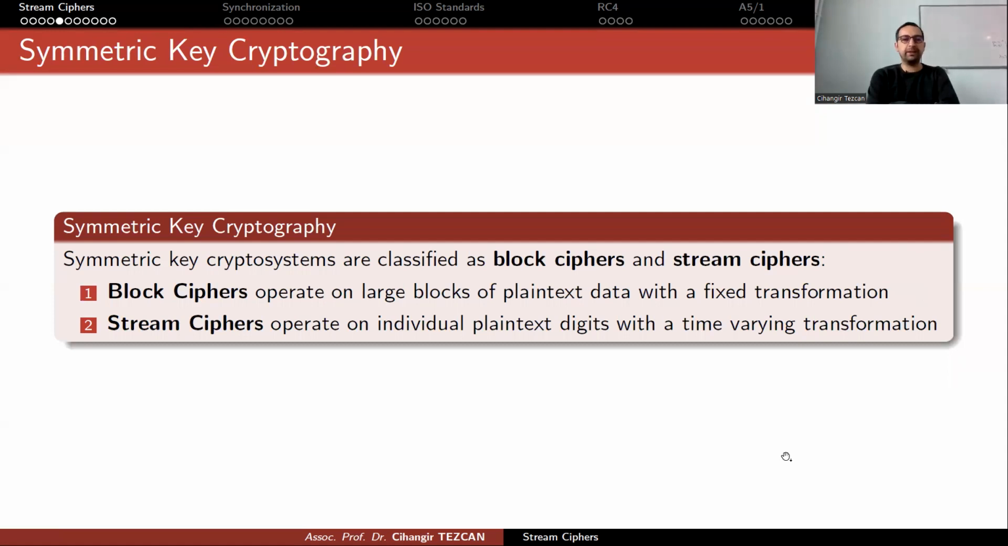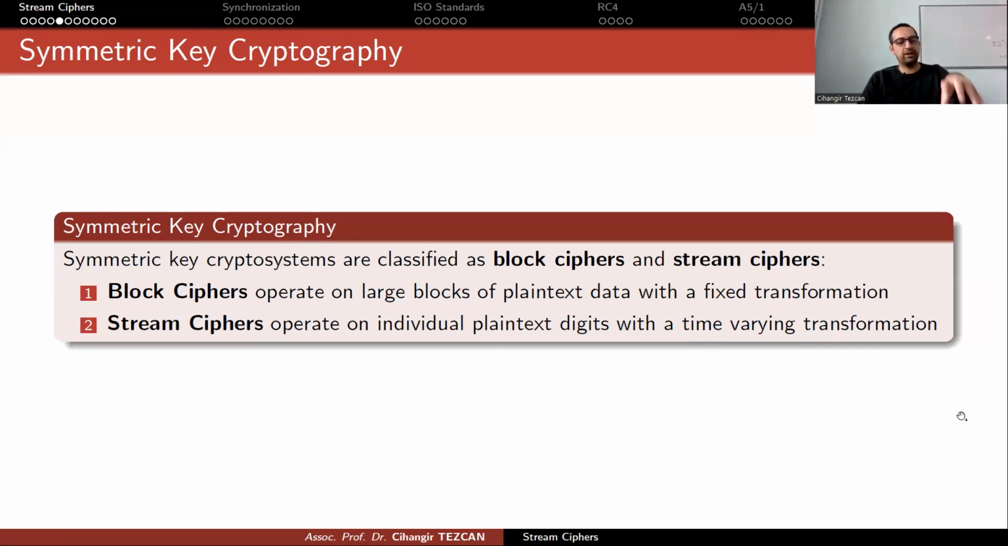So, symmetric key crypto systems are classified as block ciphers and stream ciphers. We talked about block ciphers before. Block ciphers operate on large blocks of plain text data with a fixed transformation. This is the keyword here. So think about AES, DES, and so on. There is a fixed transformation. The cipher is fixed. Stream ciphers operate on individual plain text digits with a time-varying transformation.